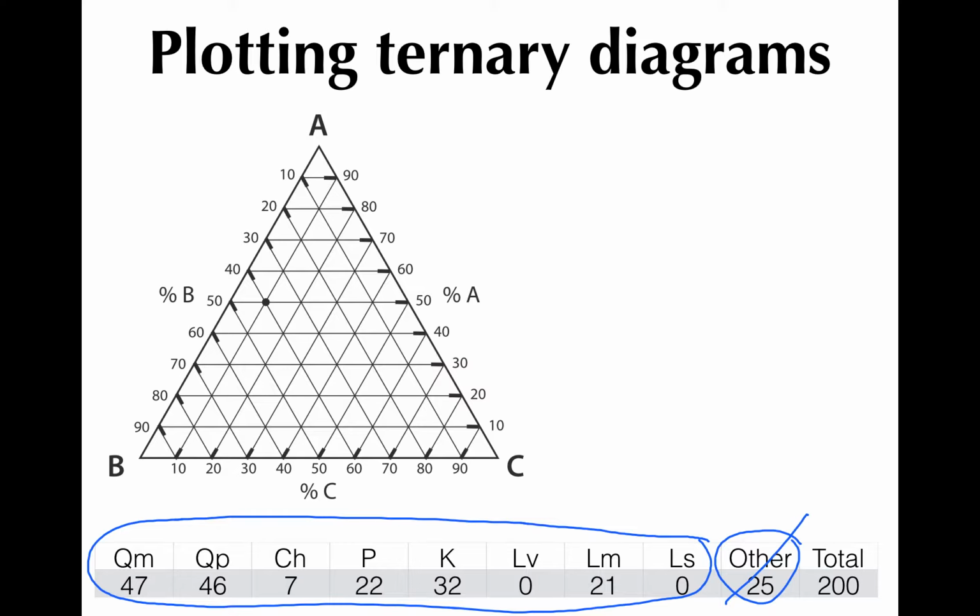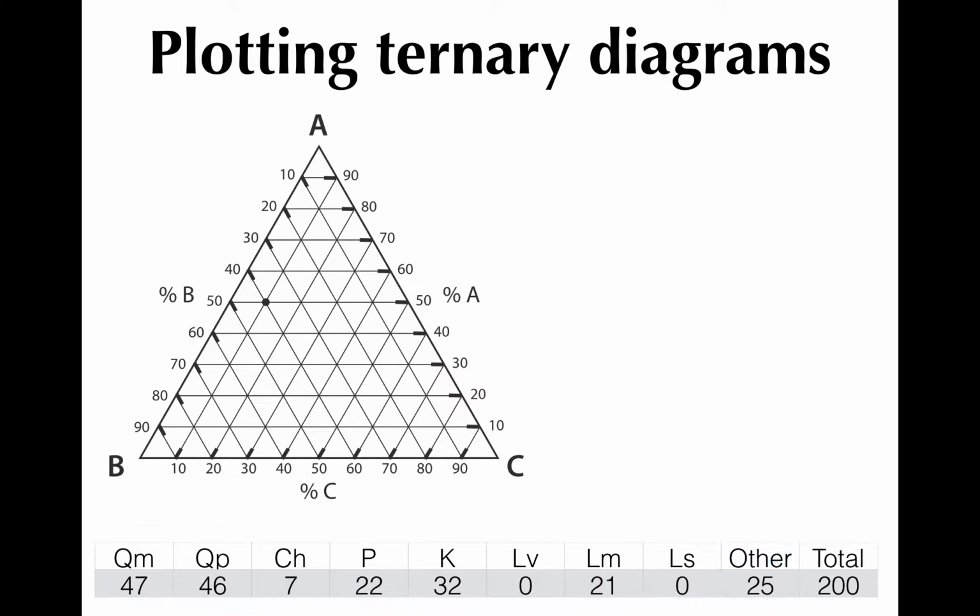And so before we start, we're going to want to subtract the other from the total so that we're reporting everything else as a percentage of all the framework grains, and not including all these other things in there that don't go into our three-component mixture. So the total number of grains counted here, we're going to change to total framework grains, which would be 175. The total number of counted grains minus 25.